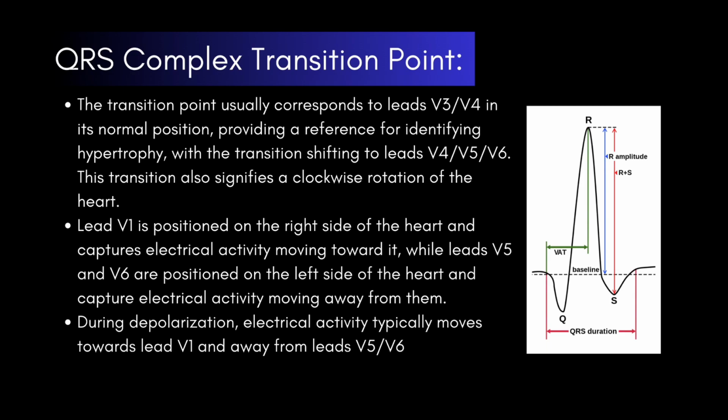Lead V1 is positioned on the right side of the heart and captures electrical activity moving toward it, while leads V5 and V6 are positioned on the left side of the heart and capture electrical activity moving away from them. During depolarization, electrical activity typically moves towards lead V1 and away from leads V5 and V6.